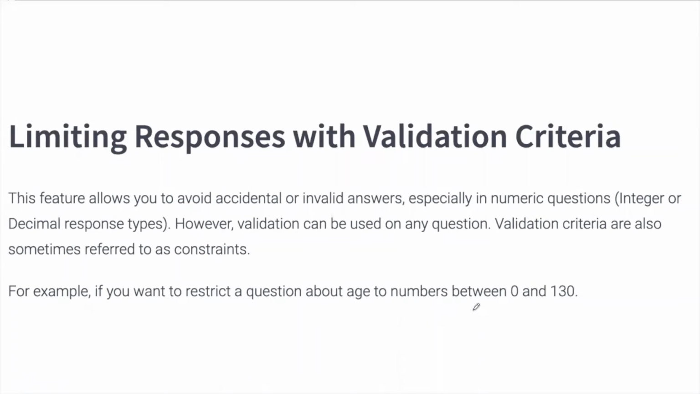What if you have some questions that are numerical, the answer of which would be an integer or decimal? What if you want to limit the responses? For example, you want the responses for a question about age to be limited between 0 and 130. You would want to do that to avoid accidental or invalid answers. What if by mistake somebody writes 555 instead of 55, and you don't want this to clean some of your answers? So how can we do that?